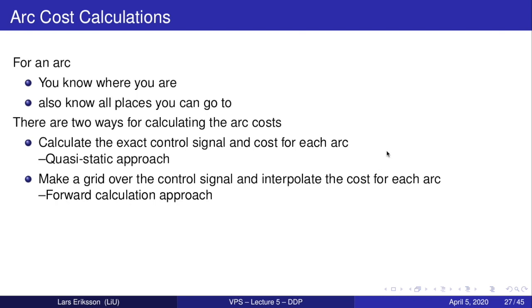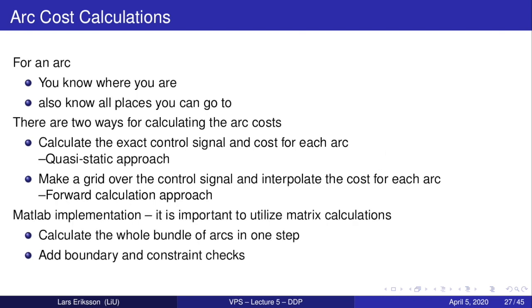The first approach is straightforward if you are comfortable with the quasi-static approach, and we will use this during the hand-in assignment. Since you will implement and do computations of the solutions in MATLAB, it is very important to utilize matrix calculations so that you don't do for loops over the arcs. So you calculate the whole bundle of arcs in one step. So you just write up an equation and you use MATLAB's powerful matrix computational tools. Then when you have done the calculations, you add boundary and constraints checks. For example, you check if the current to the battery fulfills the limitations on the battery.